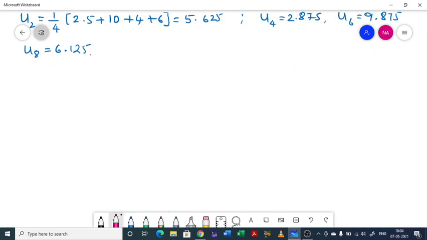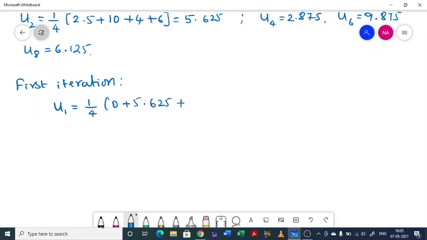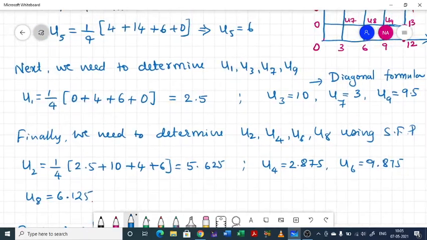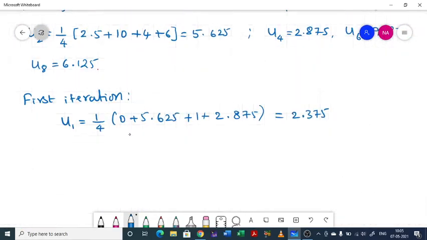Okay, so we got all these values. Now let us apply Liebmann's iteration process. First iteration, we need to apply only the standard 5-point formula. u1 equal to 1/4 times of 0 plus 5.625 plus 1 plus 2.875. So u1 will get a different value now, that is 2.375. Earlier we had u1 equal to 2.5, now we got 2.375.